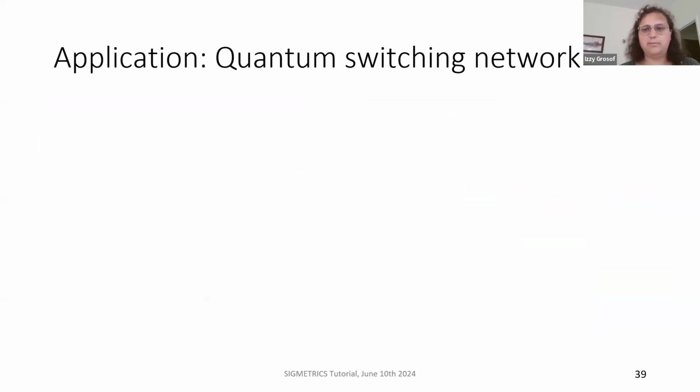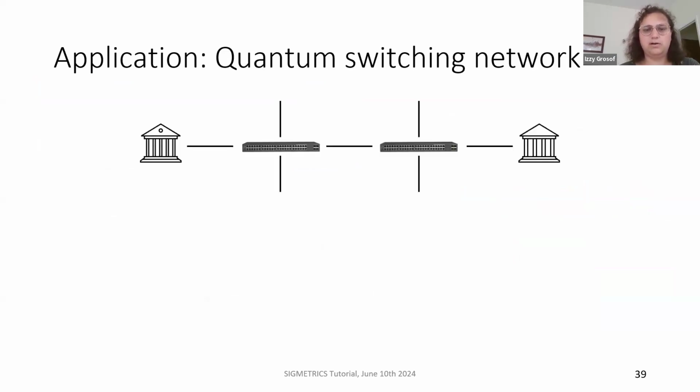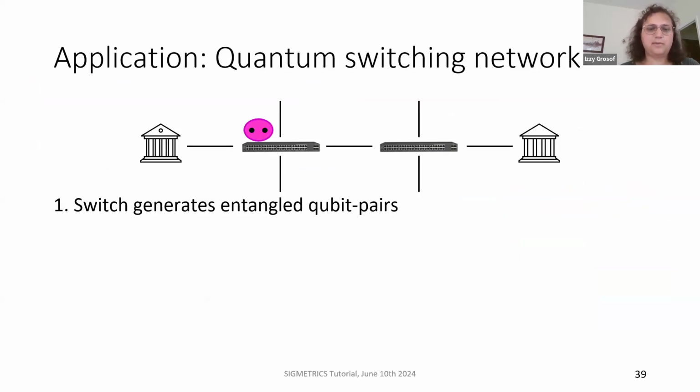All right, so one more application for you, quantum switching. So let me tell you a bit about a model of a quantum switching network. The idea here is, and don't worry if you haven't seen quantum stuff before, I'll tell you everything you need to know. It's not so complicated. So this switch is a device that's going to generate something called entangled qubit pairs.